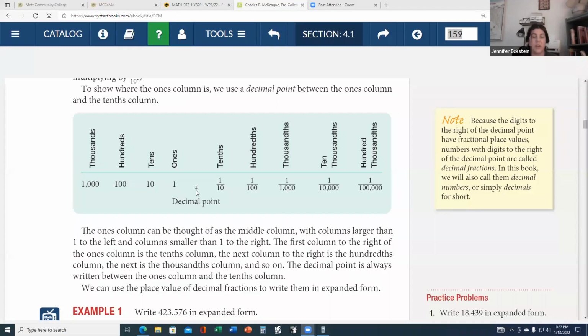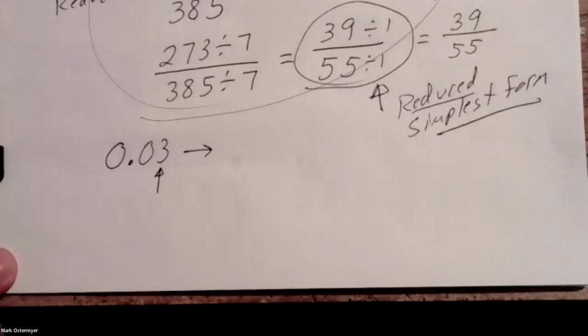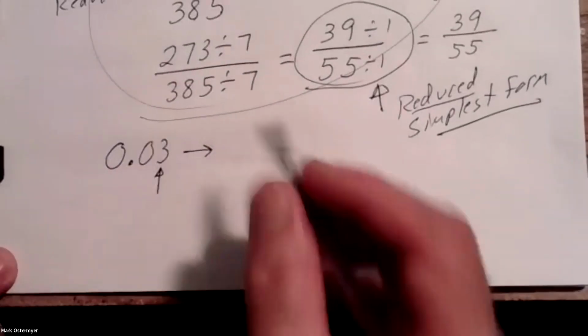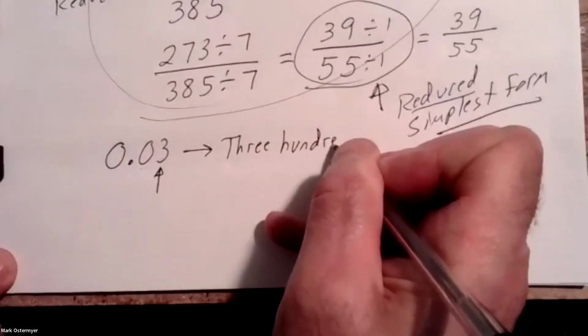Oh, hold on. One place to the right of the decimal point is the tenths place, but 2 places to the right of the decimal point is the what? The hundredths place. So we would read this as 3 what? Hundredths. 3 hundredths. Not 3 hundreds. No, hundredths.